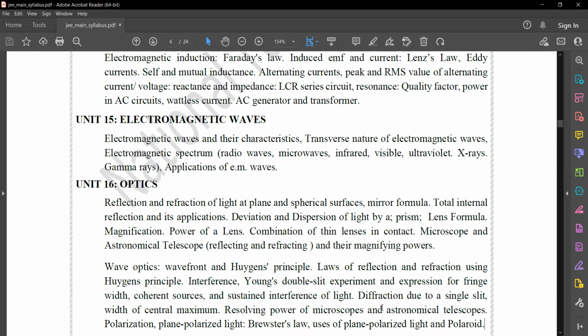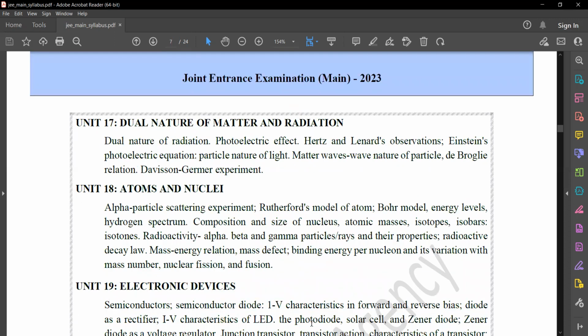Brewster's law. Here you see one thing is extra. Resolving power of microscope and telescope, these things are there in NCERT. Polarization, plane polarized light, Brewster's law, use of plane polarized light and Polaroid, these things are not there. So you have to go through it.